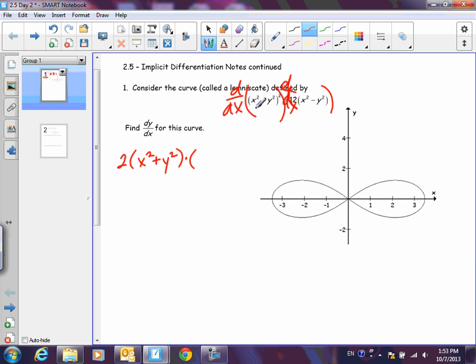And then next, you're just going to take the derivative of the inside. So what would the derivative of the inside be? Yeah, 2x plus 2y dy over dx. And just as a reminder, you're always multiplying by dy over dx. It's not something that's stuck only to the y. It's all being multiplied. 2 times y times dy over dx. All right, so that's the left-hand side. Now we get to the right-hand side.